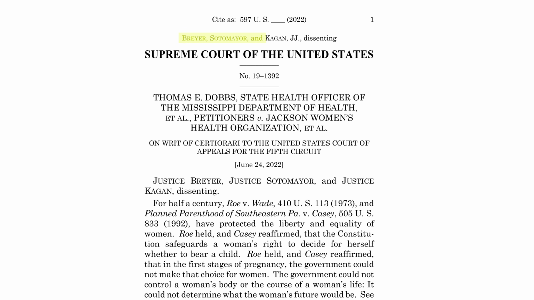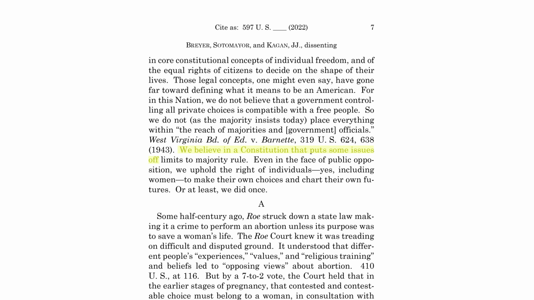That takes us to the dissent of Justices Breyer, Sotomayor, and Kagan. The dissenters critiqued the majority's claim that they were simply returning the issue to state legislatures where it belongs. Quote, "we believe in a constitution that puts some issues off limits to majority rule." In other words, the dissenting opinion warns that it is dangerous for the majority to have total control over minority rights. The dissent rejects Alito's claim that Roe and Casey just randomly appeared, that they came from nowhere and went nowhere. This, they write, is not true.